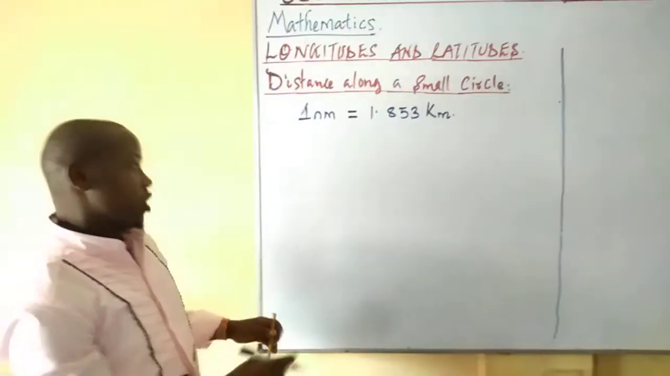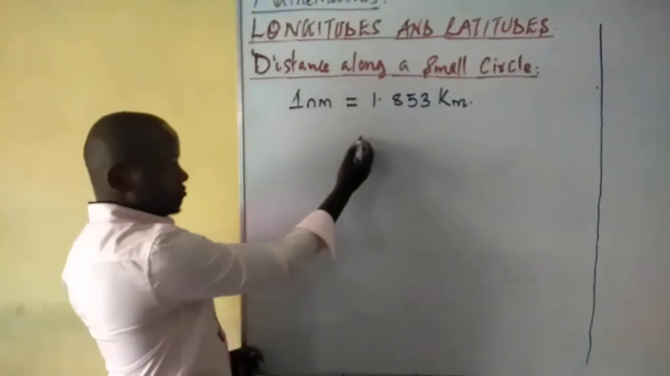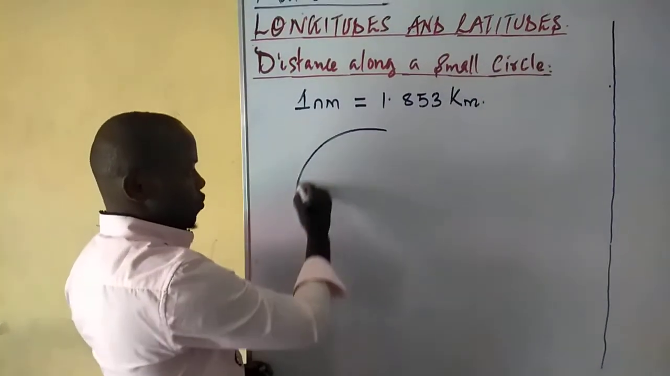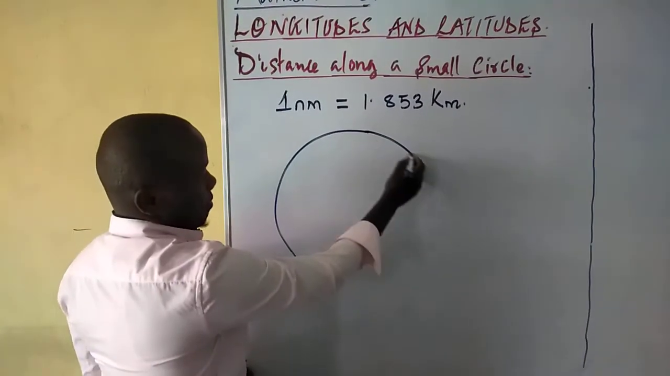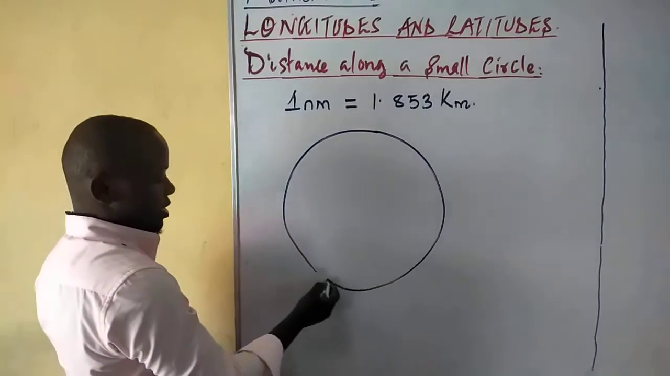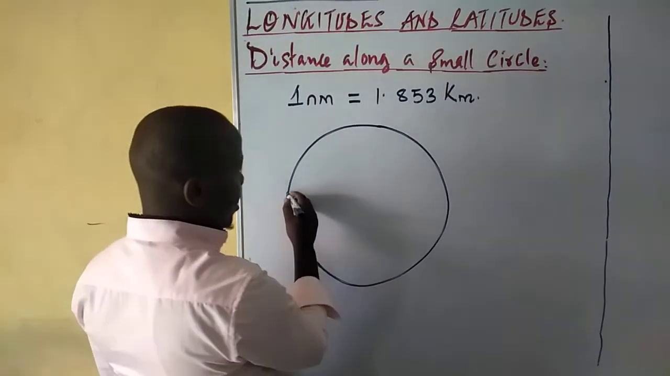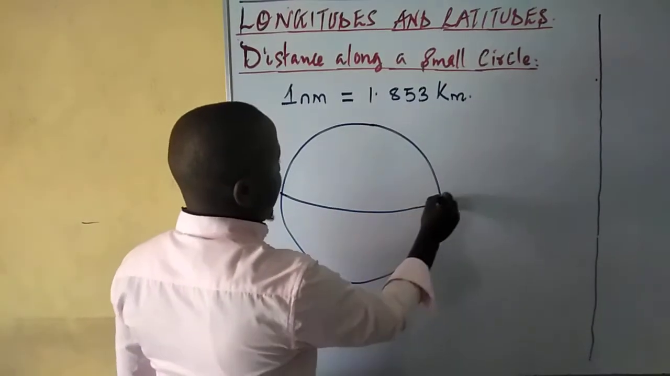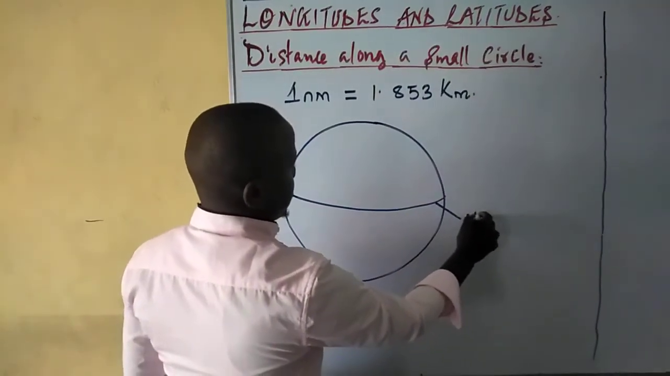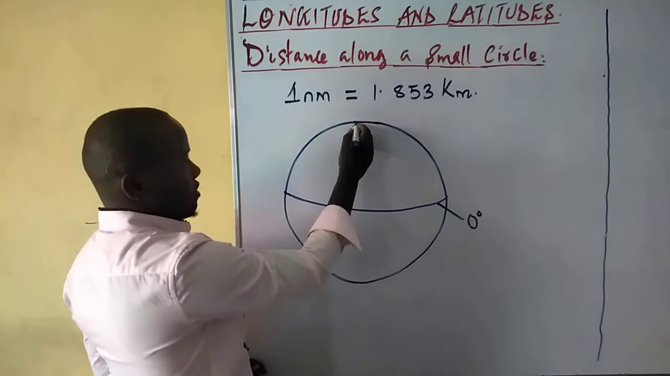We know what small circles are now. Let me try to sketch. We said small circles divide the sphere into unequal portions except the equator. The equator behaves like great circles.